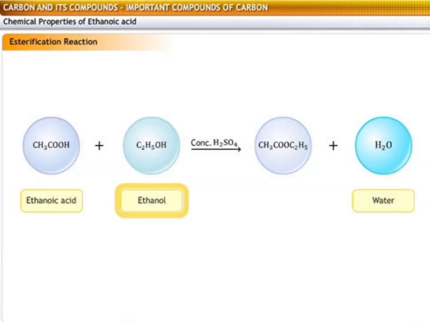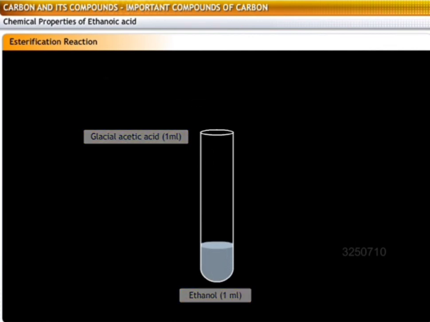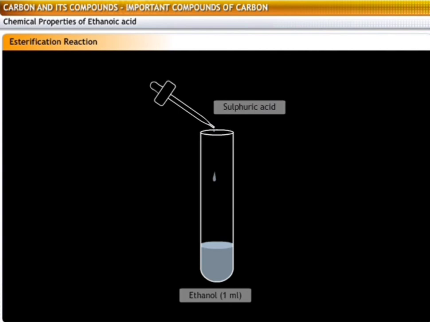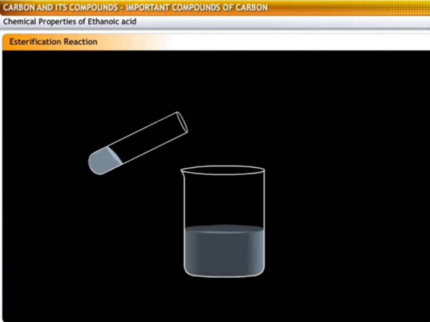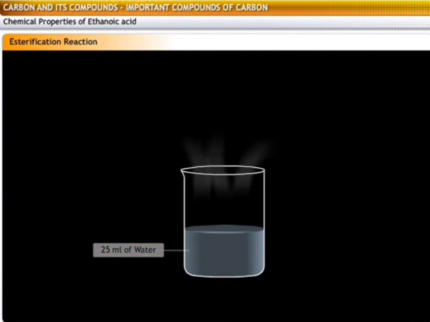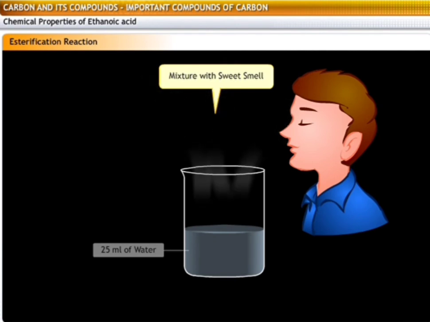Ethanoic acid reacts with ethanol in the presence of concentrated sulfuric acid to undergo an esterification reaction. Let's perform an experiment. Take a test tube with 1 ml ethanol and 1 ml of glacial acetic acid. Then, add a few drops of sulfuric acid to this solution. Warm this mixture in a water bath for at least 5 minutes. Finally, pour this mixture into a beaker containing 25 ml of water. You will find the resulting mixture will emit a sweet characteristic smell.